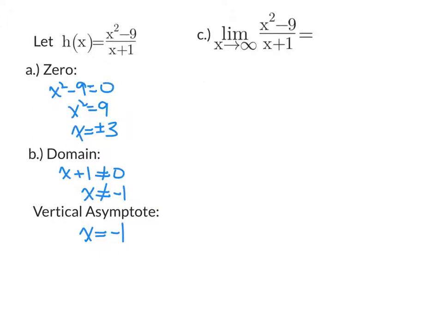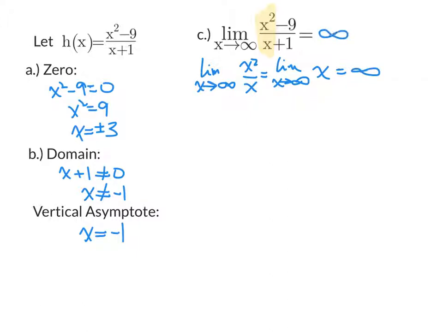The third thing is to look at the limit as x approaches infinity of h of x. Since x is getting extraordinarily large, the minus 9 and the plus 1 don't matter. When we're talking about infinity, a huge number, if we take something that huge and subtract 9, it's like we didn't even dent it. So the only thing that really matters is those leading terms. This limit is going to be the same as the limit as x approaches infinity of x squared over x. When we simplify that, we get the limit as x approaches infinity of x, which is infinity. So this limit is going to be infinity.